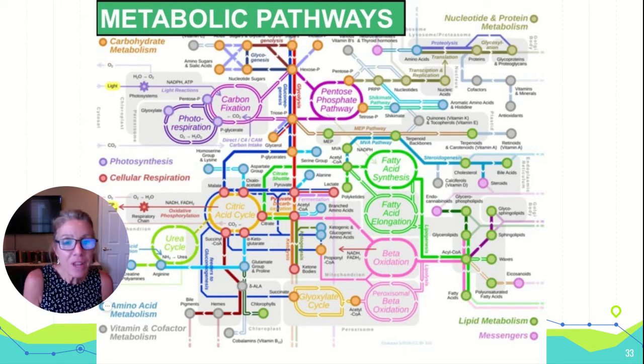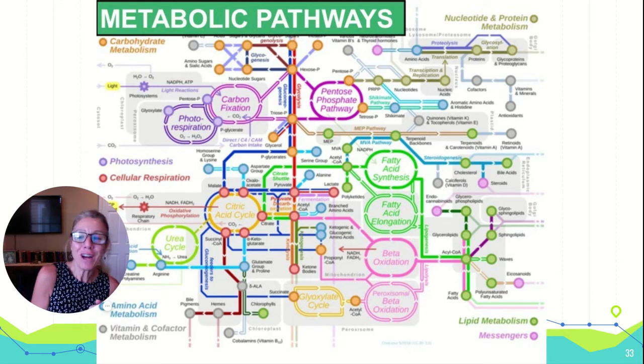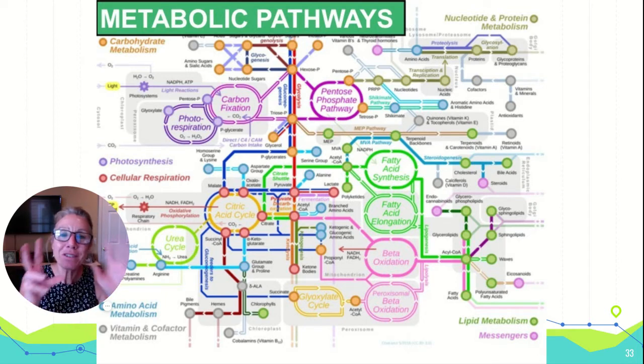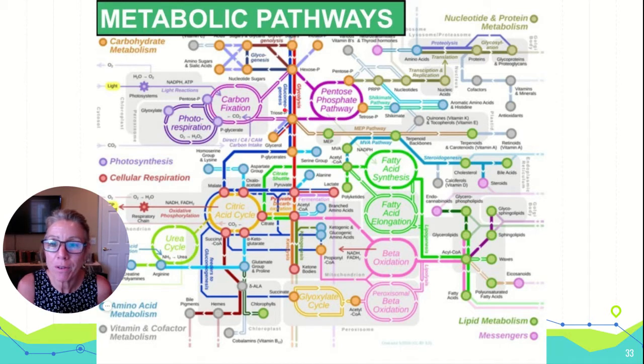This kind of looks confusing, right? This is a series of metabolic pathways. Maybe you can find some that you're familiar with. Look right here: carbon fixation. That sounds a little bit like photosynthesis. I can see NADPH and ATP. Look at this fatty acid synthesis. I'm looking over here at the citric acid cycle. Another name for that is the Krebs cycle.